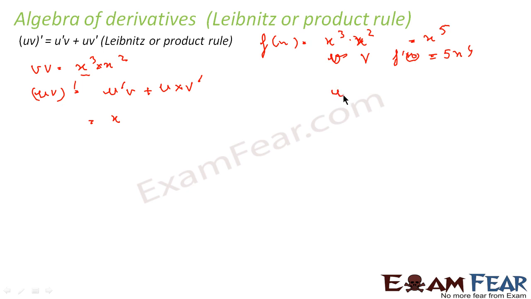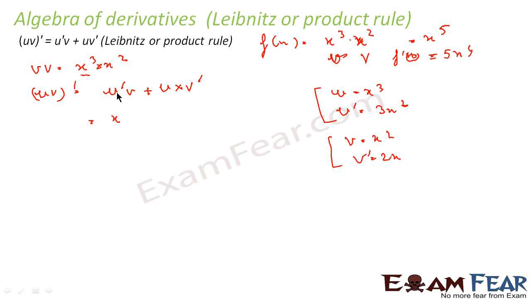So you have to find the derivative of u first. u is x to the power 3, u dash is nothing but 3x square. That is the first set. Similarly, v is x to the power 2, so v dash is nothing but 2x. Second set. Correct?